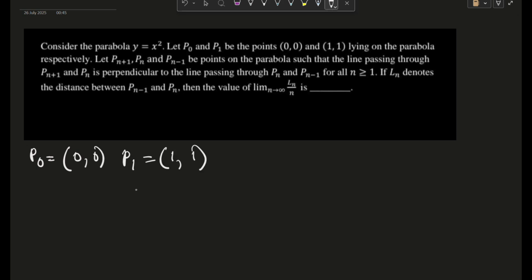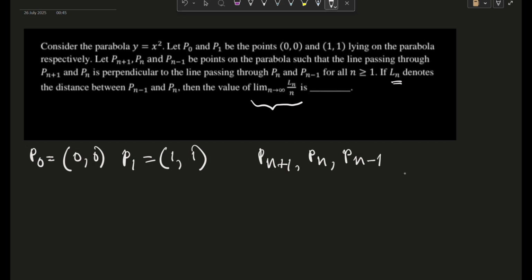These are lying on the parabola respectively, and now they are telling us that we will have P(n+1) and P(n-1), points on the parabola such that the line passing through P(n+1) and P(n) is perpendicular to the line passing through P(n) and P(n-1). If L_n denotes the distance between P(n-1) and P(n), then we have to calculate this limit. So we can try to manipulate something with this. When two lines are perpendicular, the first thing that strikes us is the product of slopes being minus 1.